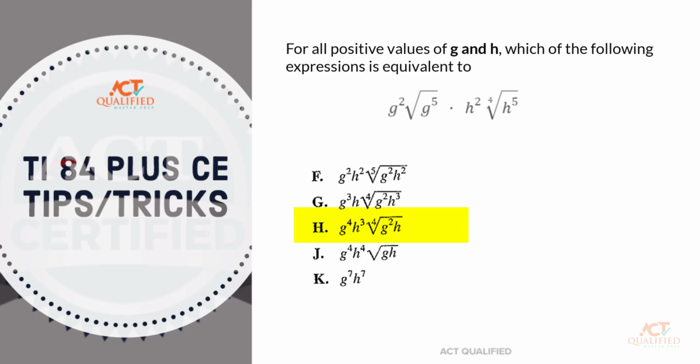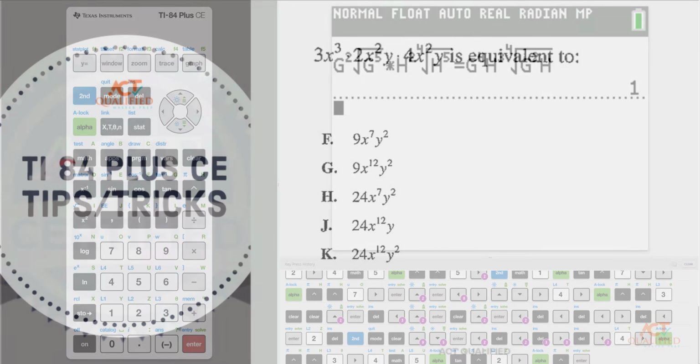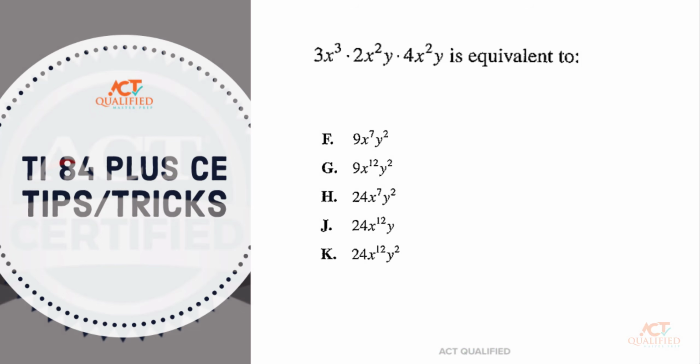Don't worry, this one is more manageable. 3x cubed times 2x squared times y times 4x squared times y is equivalent to. I will store a decimal value into both x and y. I will then enter my expression and set it equal to my answer choices to see which one is equivalent. Remember, 1 means the expressions are equivalent and 0 means that they are not equivalent. Watch me first and then you try it.